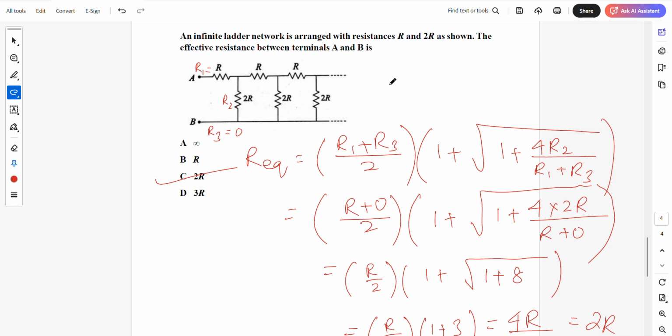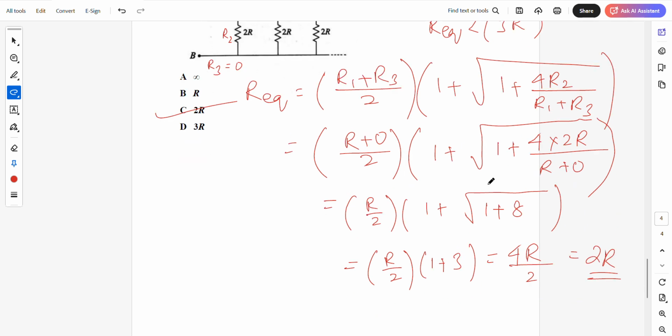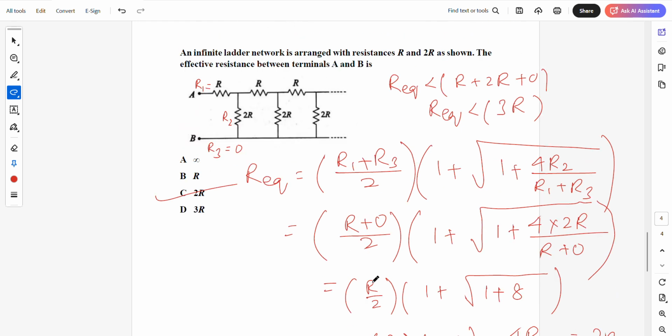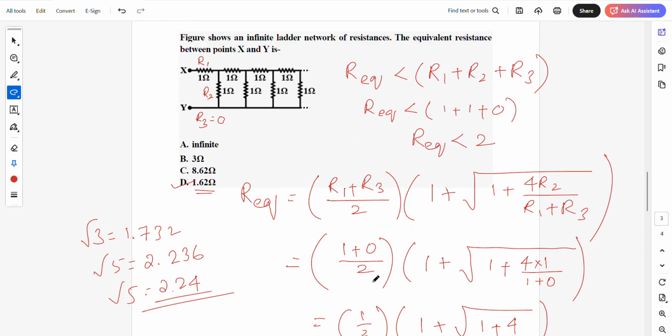Now here, we know that R equivalent is less than what? R plus 2R plus 0, so R equivalent will be less than 3R. But here two answers are there less than 3R: R is also there, 2R is also there. Therefore, you have to use the formula. Now in the previous problem, we could directly write the answer, because R equivalent will always be less than R1 plus R2 plus R3.